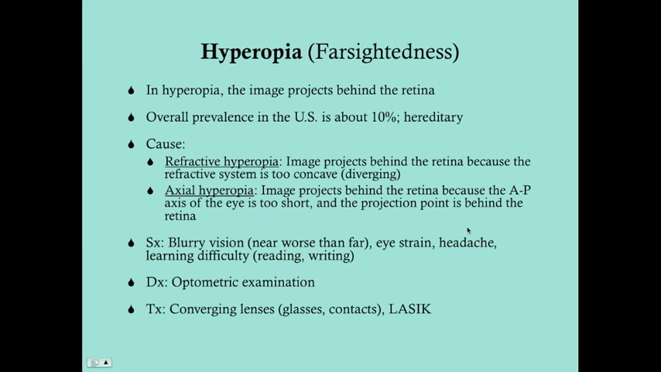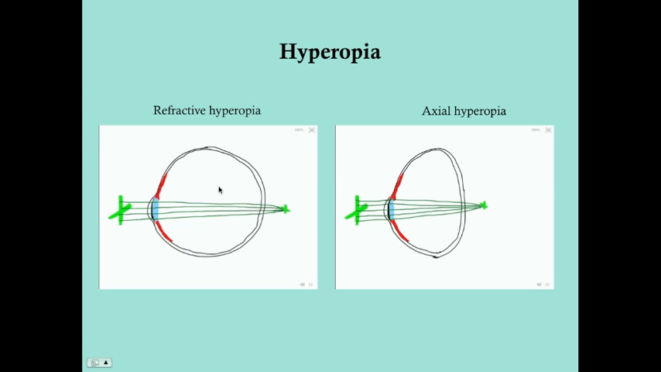So with refractive hyperopia, you have a lens that's not converging quickly enough, so it's more of a divergent lens, an increase in concavity. With axial hyperopia, the eyeball is too short, and so it projects behind the retina. But both of these cause the same thing, hyperopia.